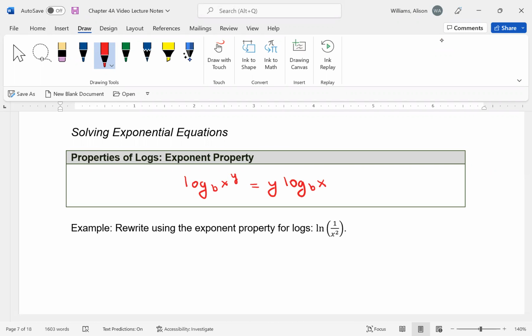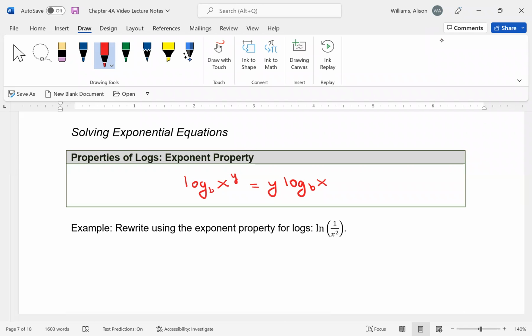We can actually take an exponent and bring it to the front. Realizing that my subscripts are not very small, I should probably write a little bit bigger. So they look smaller. There we go. Good enough. And a bigger x. Okay. So let's rewrite this example using the exponent property here.